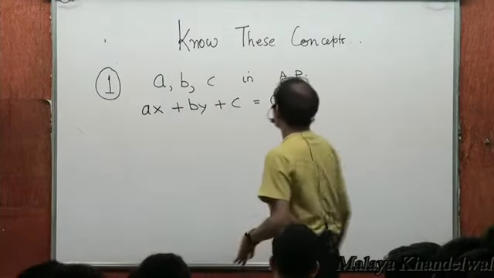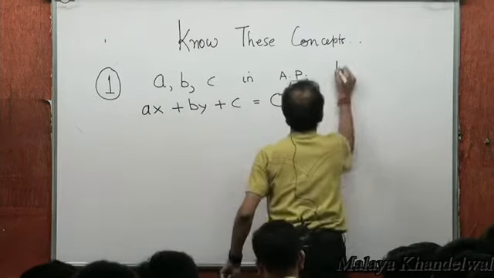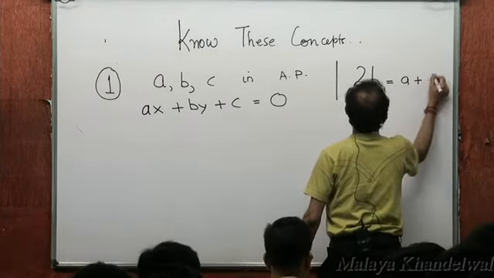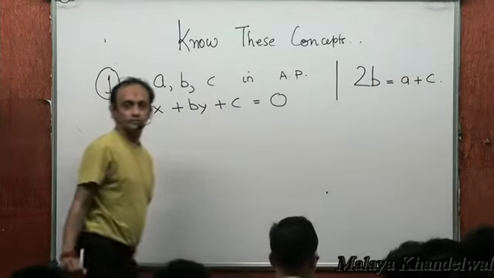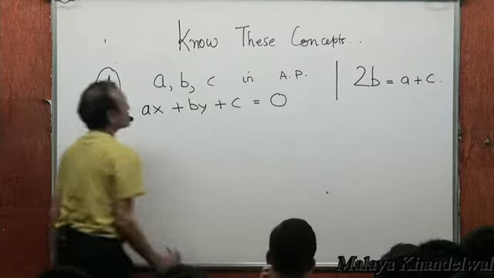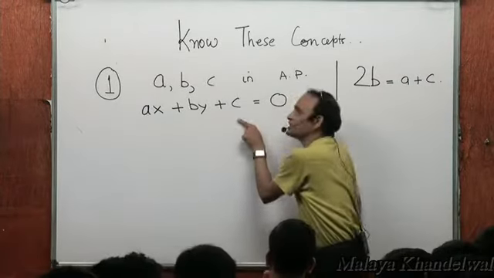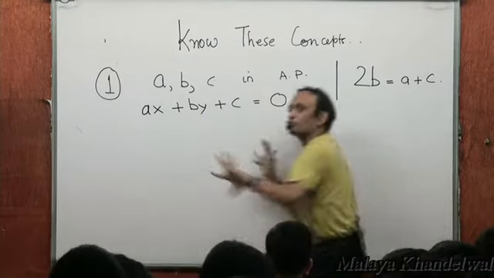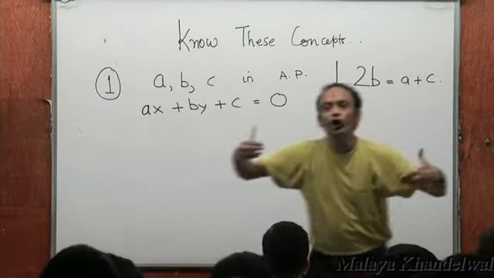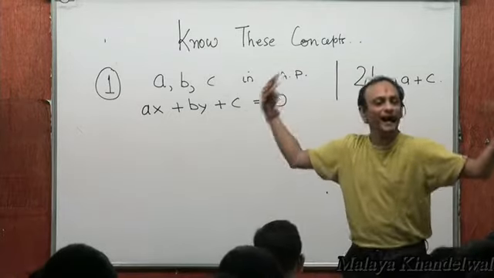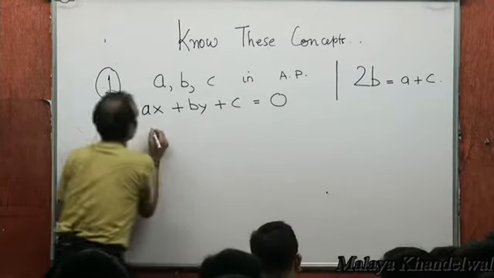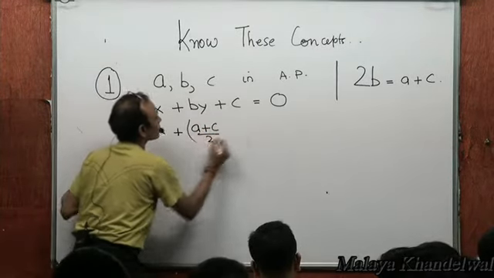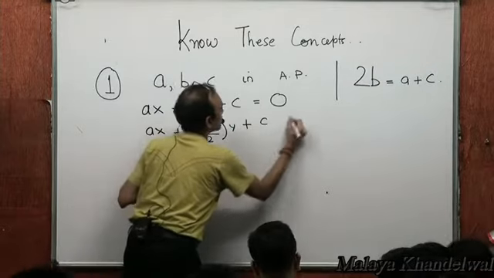The complicated way is, of course, if A, B, C are in AP, 2B must be A plus C. Yes or no? So to reduce the number of parameters here, I eliminate any one that I want. Say, let me eliminate B from this, so that I have an equation in two entities A and C rather than A, B and C. So I say AX plus B, which I write as (A plus C) by 2, into Y plus C equal to 0.